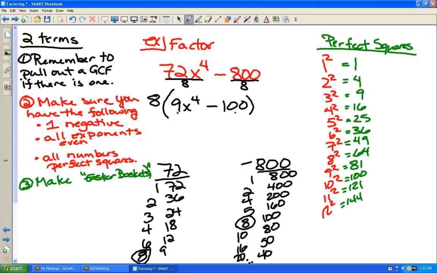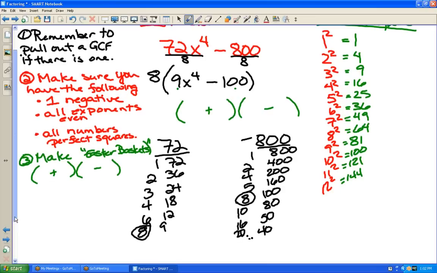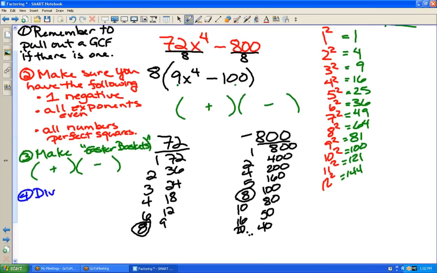And your Easter baskets are just 2 sets of parentheses. One's a plus, one's a minus. Right underneath here, my Easter basket, a plus and a minus. Now I have to divvy up the stuff from the black parentheses into those 2 separate parentheses. The opposite of squaring something is called square root. It means what times itself. So it would be our red numbers in our list of perfect squares. It's what times itself gave us that perfect square. Giving myself a little bit more room. So step 4.